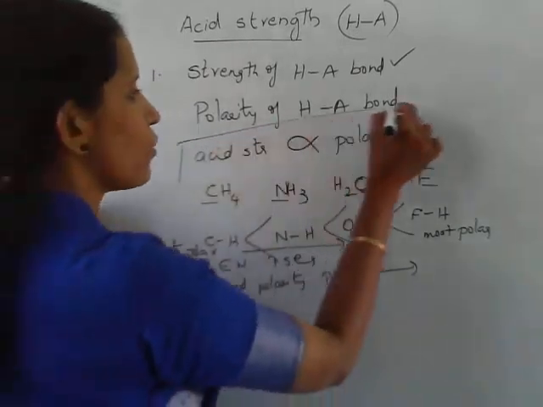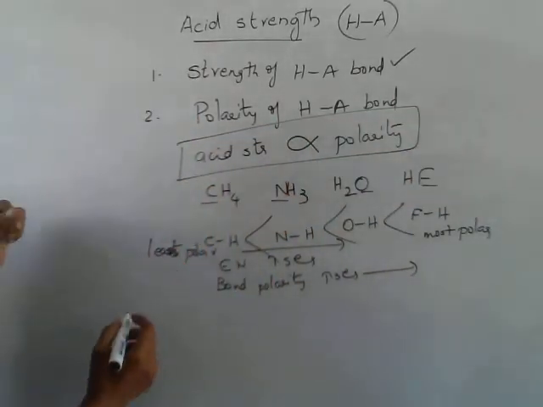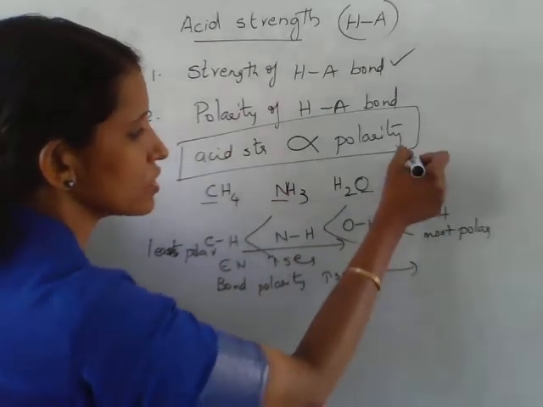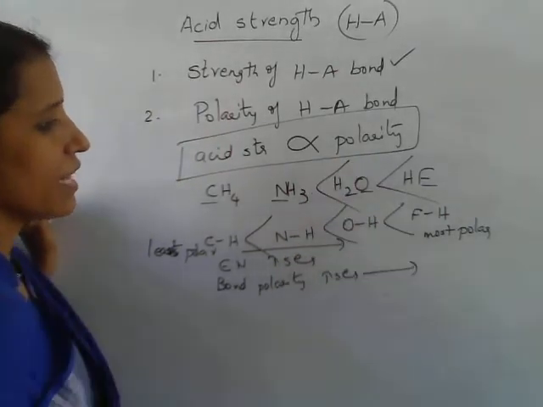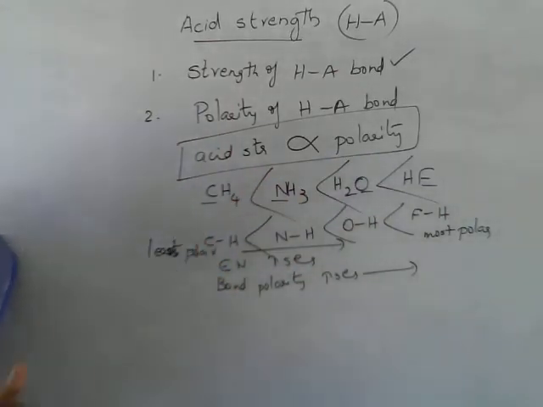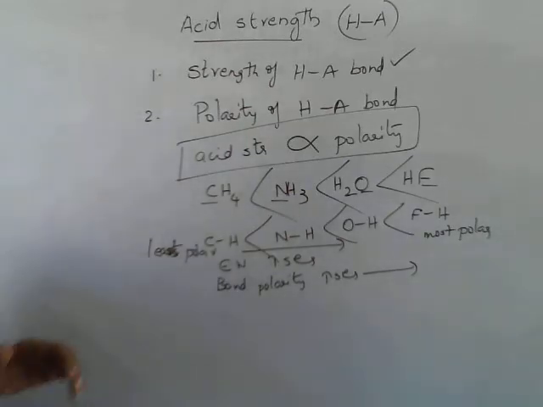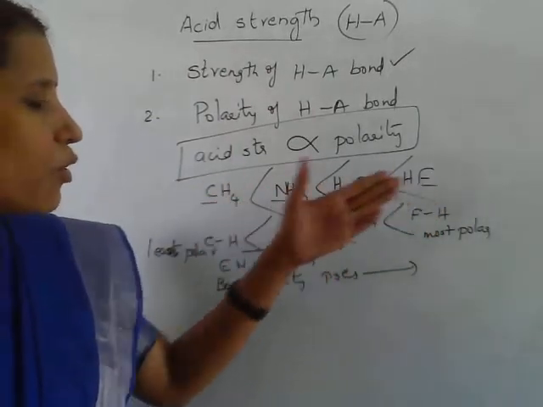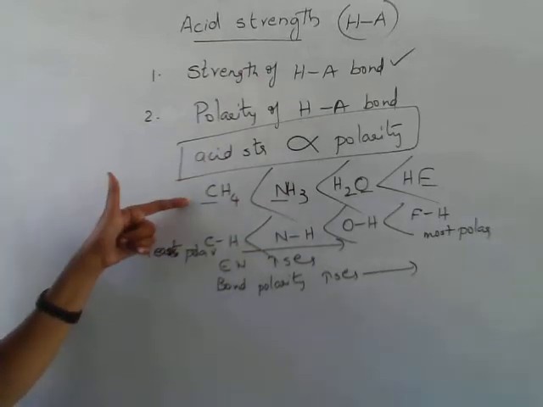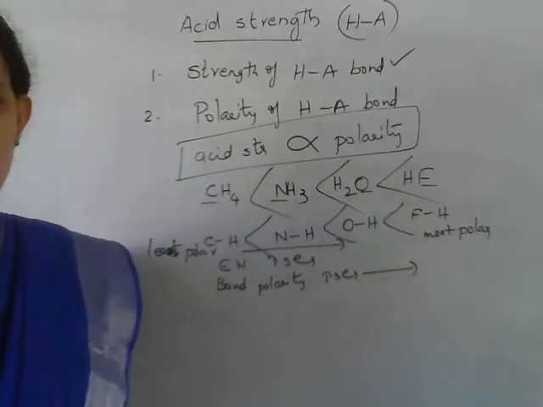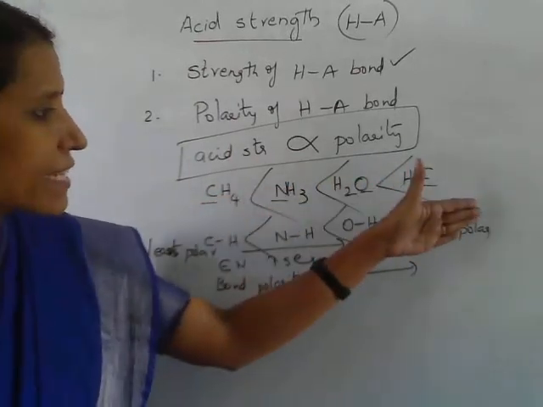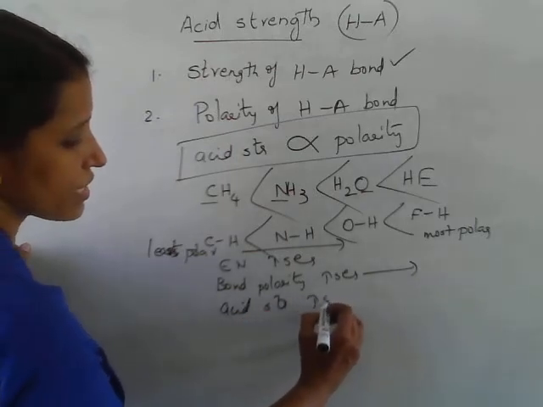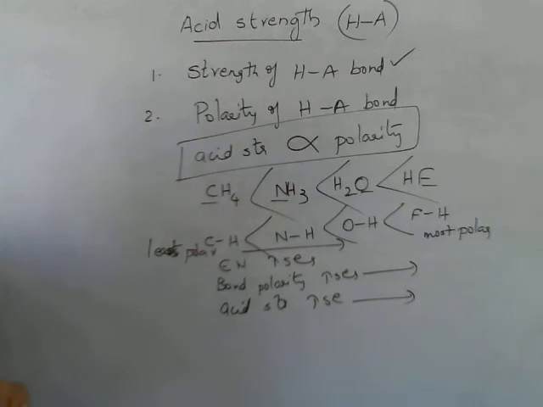So here, acid strength and polarity, how are they related? Directly proportional. So what is the order of acid strength? Acid strength also follows the same order. Most polar bond is HF. So this is the most acidic. Then H2O, then ammonia, then methane. So acid strength increases from methane to HF because polarity of the bond increases. Because electronegativity increases from carbon to fluorine. As electronegativity increases, bond polarity increases, acid strength also increases. So acid strength also increases towards the right side. Okay.